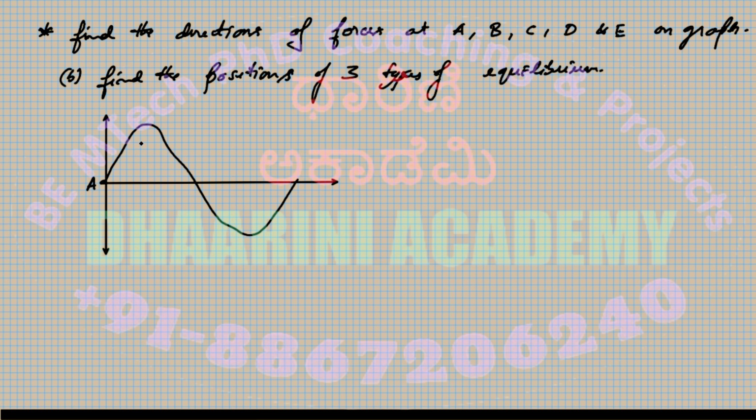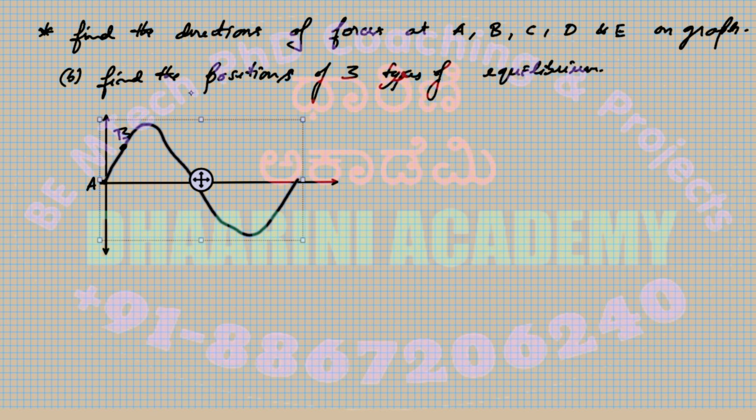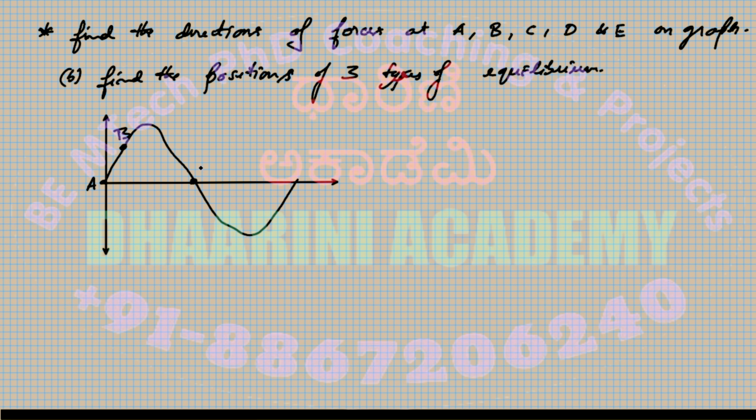Point A, this is the point B, this is the point C, point D, point E. Okay, also the time axis has been marked.